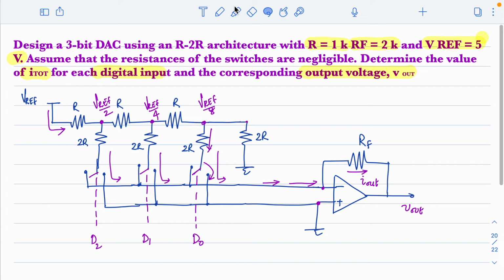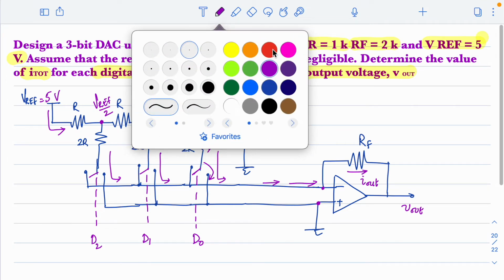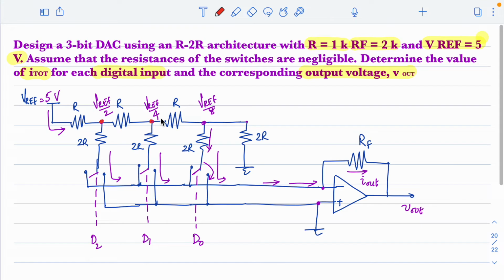Now the reference voltage is given as 5, so that change we can make here. This is 5, so correspondingly you can write the values at these 3 nodes, right? And given that R is 1K, we can easily write what these resistors are. So R is 1K, so this 2R is 2K, and this is 2R, 2K, and the feedback resistance is also 2K.